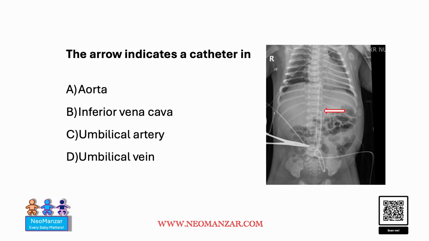Hello everyone, let's try to read this x-ray together. So the question is asked that this arrow indicates that there is a catheter. So the catheter is where? Is it in the aorta, inferior vena cava, umbilical artery, or umbilical vein? What do you guys think?